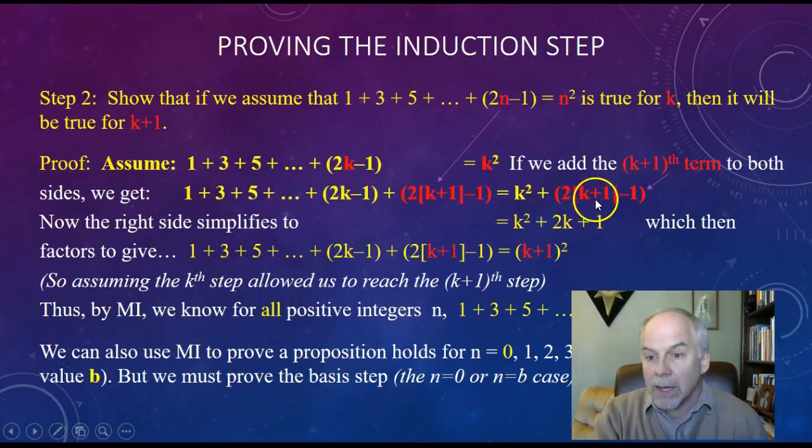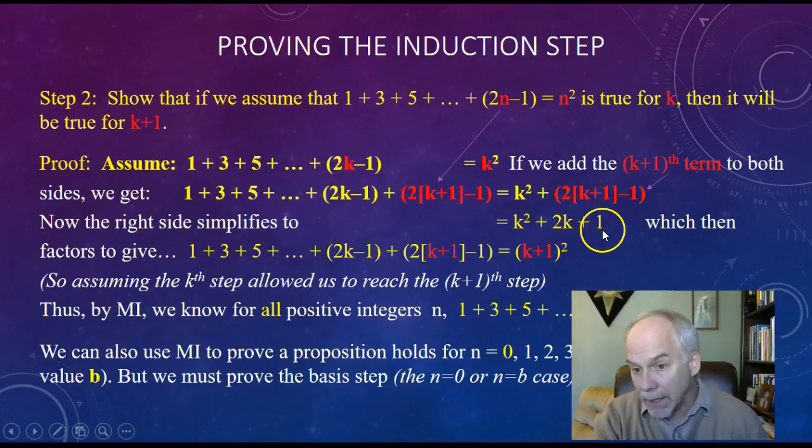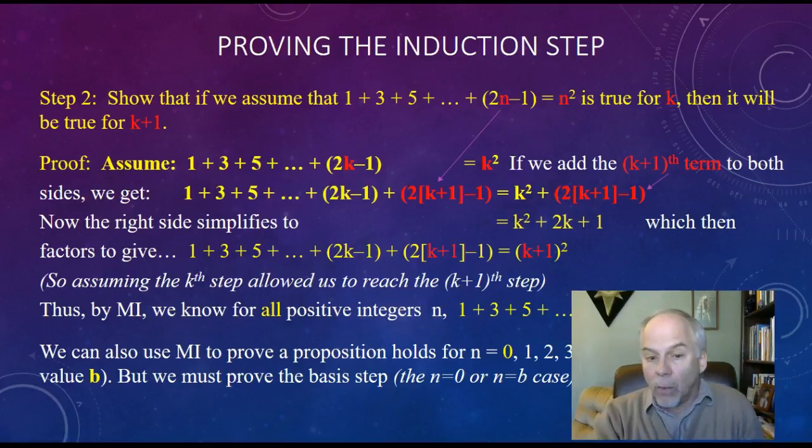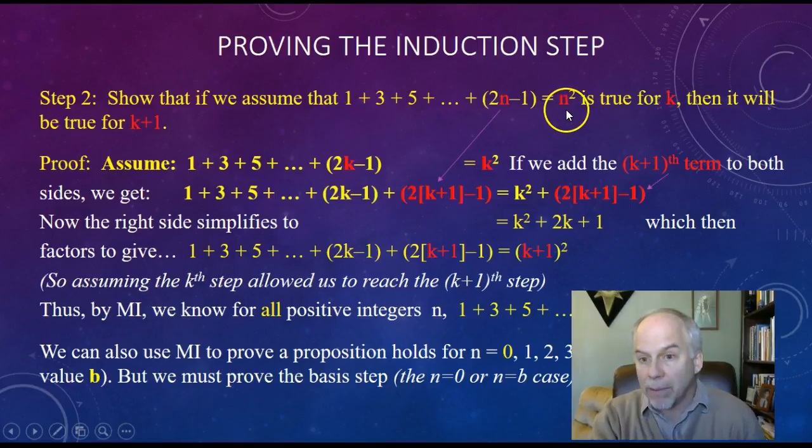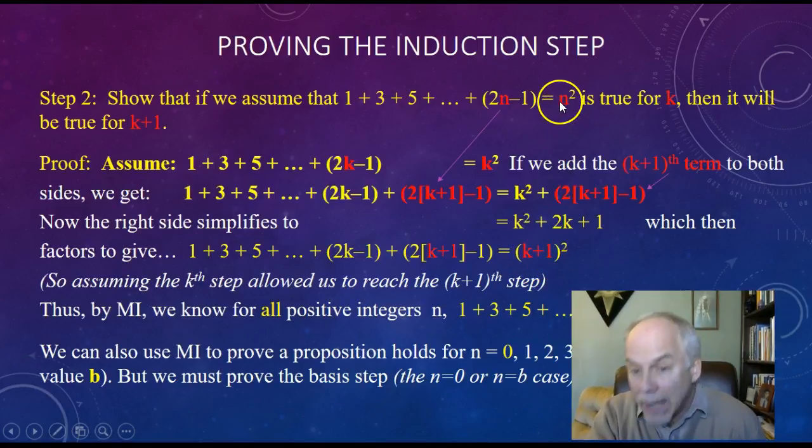Now, if you distribute the 2 to the bracket, you get 2k plus 2, but then you have the minus 1. So 2k plus 2 minus 1 is just 2k plus 1. All right, so that was added to the k squared that we had on the right side. Now, what we have to do is get the whole thing to be this formula, but with k plus 1 plugged in instead of the n. So I need to have k plus 1 plugged in for n.